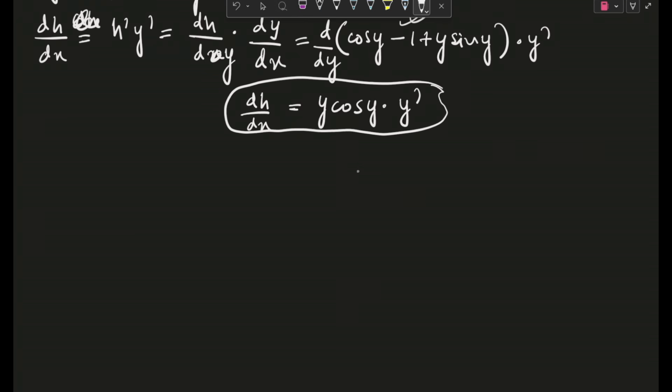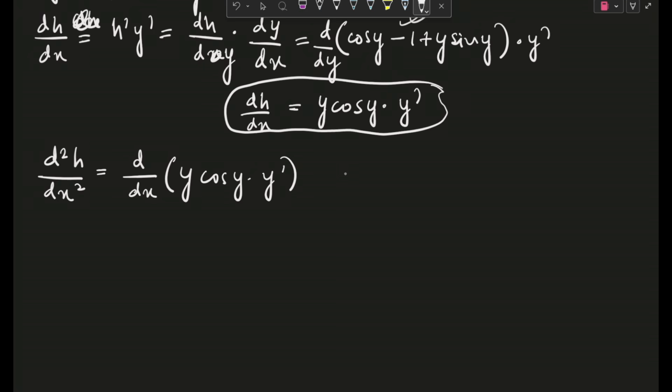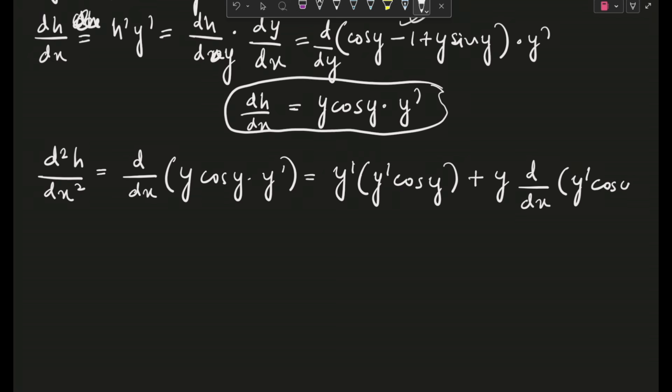Okay. Because we have dh by dx, we can easily find out d2h by dx2. So it will be d dx of y cosine y times y dash. So sort of partial differentiation we have to do here. So basically this will be y dash times y dash cosine y plus y times d dx of y dash cosine y. I hope this is clear. It's simple differentiation, multiplication rule.